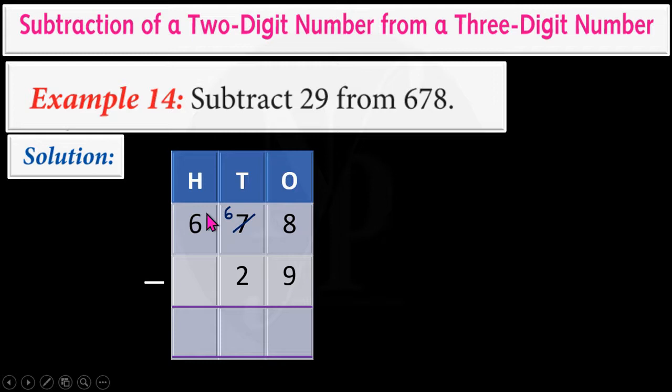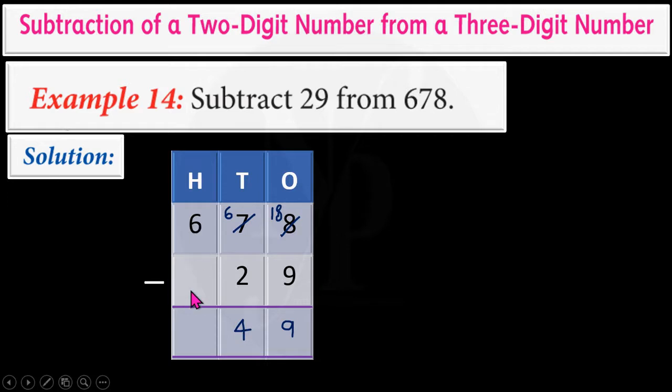And let us borrow 1 ten to the ones column, and we know that 1 ten is equal to 10 ones. 10 ones and 8 ones together becomes 18 ones. So now this becomes 18 ones. So when we subtract 9 ones from 18 ones, we get 9 ones. Here we have to subtract 2 tens from 6 tens. So on subtracting, we get 4 tens as difference. Let us write 4 here in tens column.